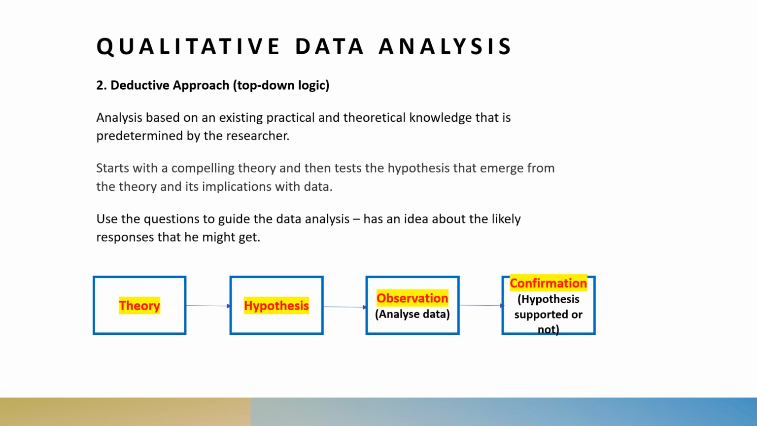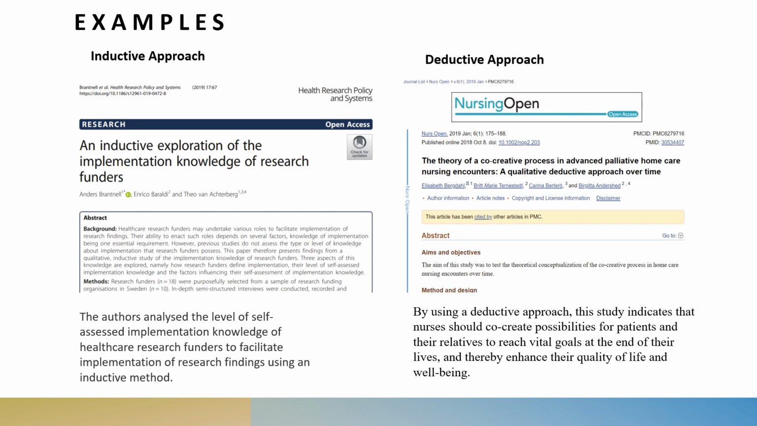The deductive approach involves analyzing qualitative data based on an existing practical and theoretical knowledge that is predetermined by the researcher, starting with a compelling theory and testing the hypotheses that emerge from the theory and its implications with data, moving from a more general level to a more specific one. You can easily apply this approach if you have a fair idea about the likely responses that you might get. Here are two examples on the inductive and deductive approaches that you might like to read later.